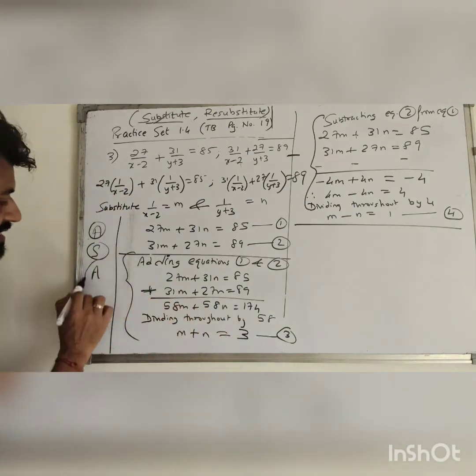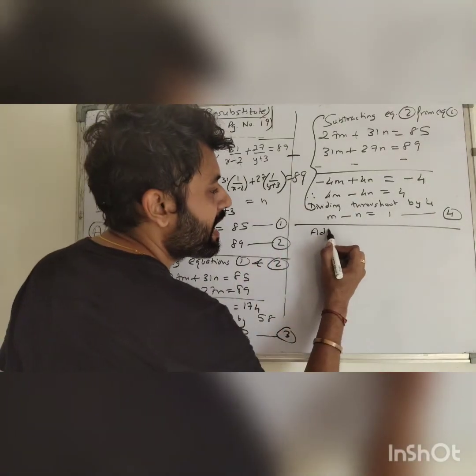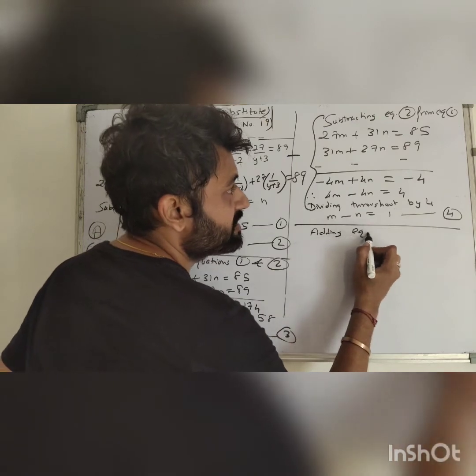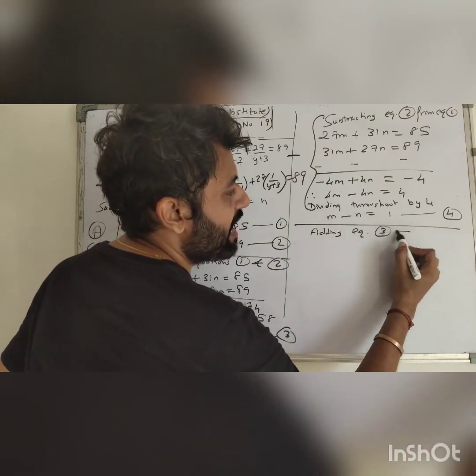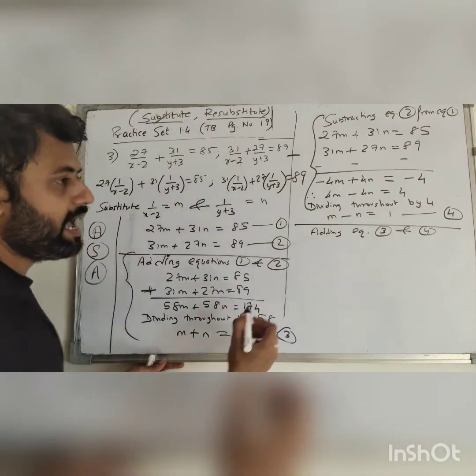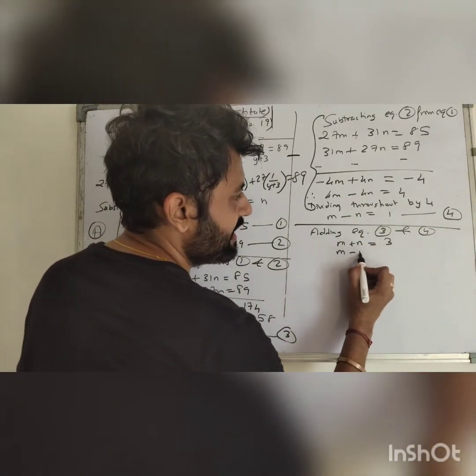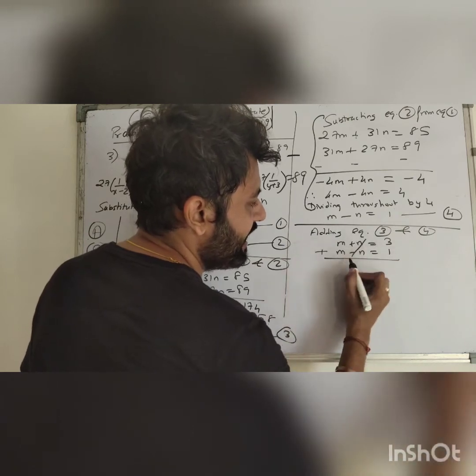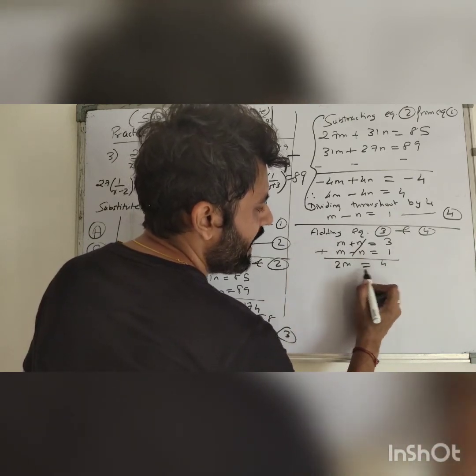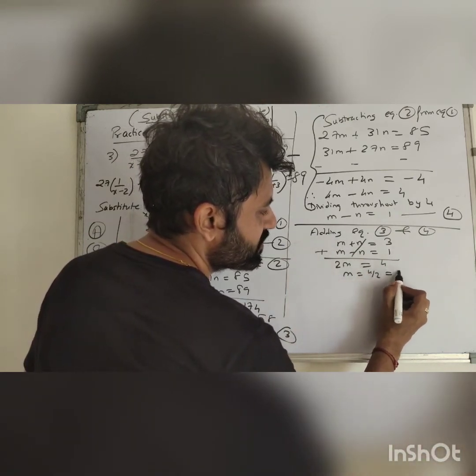Now let me perform the next part, adding. Adding equations 3 and 4. We get m plus n is equal to 3. m minus n is equal to 1. Adding, I get 2m is equal to 4. m is equal to 4 upon 2 is equal to 2.